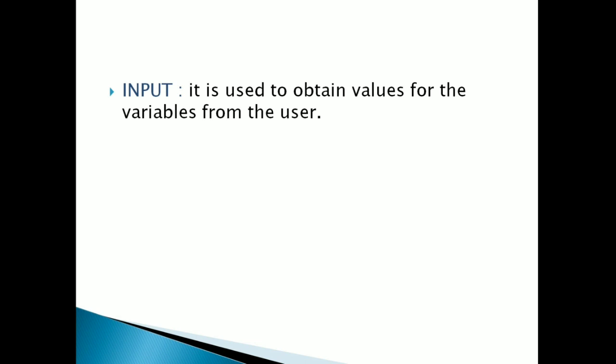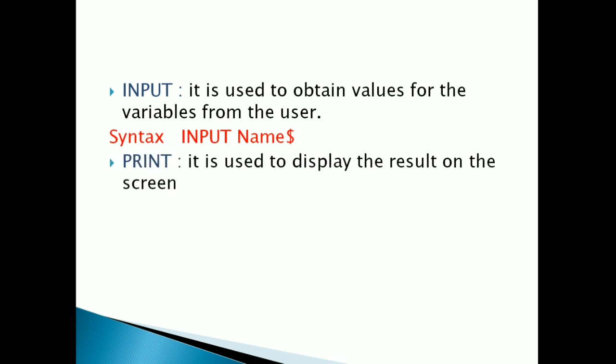And our next command is the input command. It is used to obtain values for the variables from the user. So by using the input command, we can assign values to the variables. So during the running time of a program, the user can put in values for the variables. When the user gives a suitable value for the variable, we can press the enter key. And the example for the input command is input age or input name$. Suppose we are using only a combination of letters, we have to use a $ sign at the end.